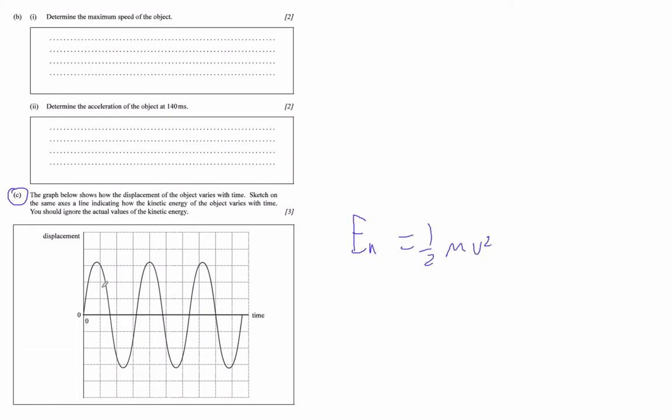This is a sine wave, so if the displacement is sine, our velocity is just cosine. It's some constant: omega x naught cos omega t. And it's going to be v squared, so it's going to be cos squared. So remember, what does cos squared look like?